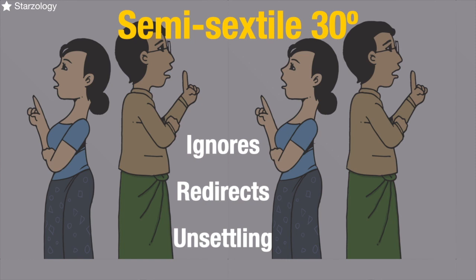This can be an unsettling aspect because the two planets are not interested in what each one's trying to say, so they're just going to almost brush each other off and say, yes, okay, I'll deal with you later. Very much as they're having a conversation in this image, but they're not listening to each other.